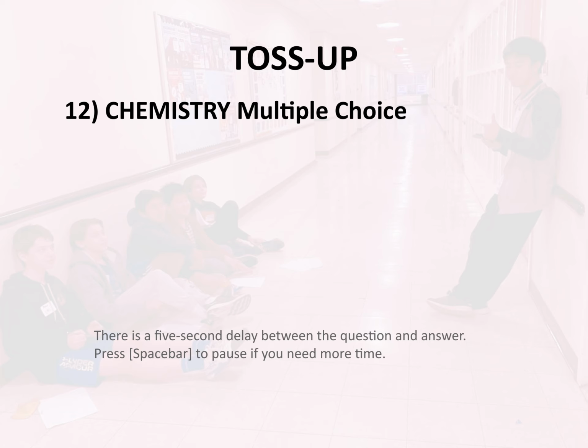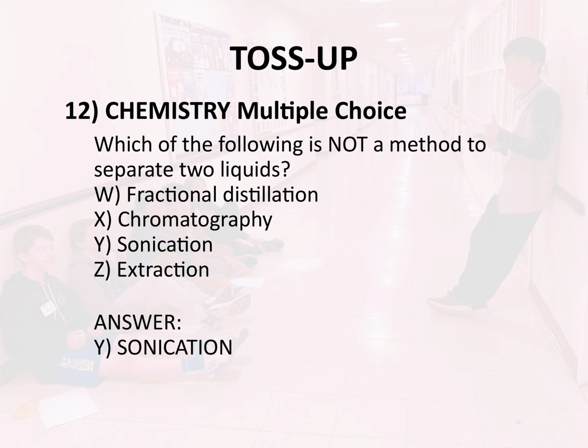Toss-up 12. Chemistry. Multiple choice. Which of the following is not a method to separate two liquids? W. Fractional distillation. X. Chromatography. Y. Sonication. Z. Extraction. Answer: Y. Sonication.